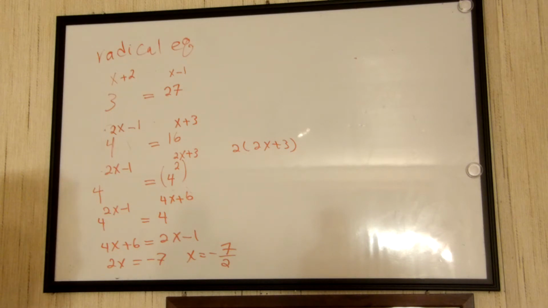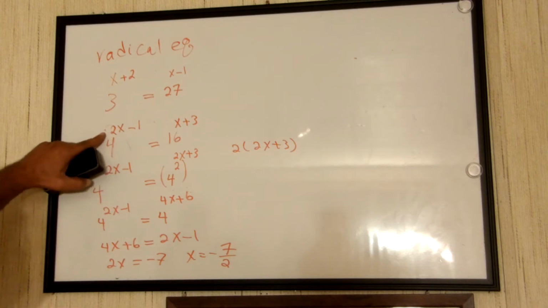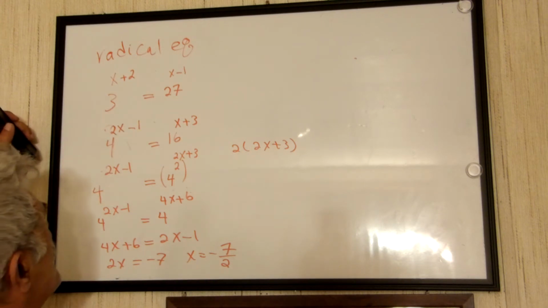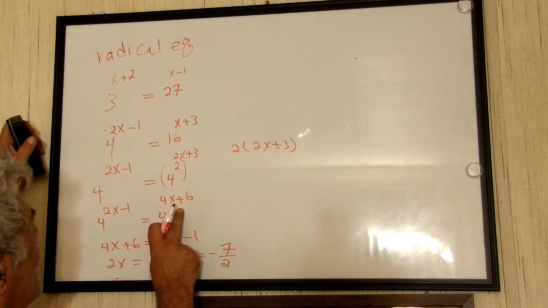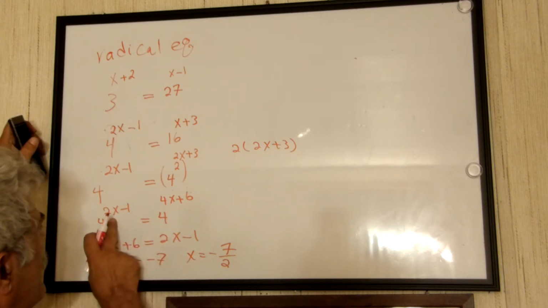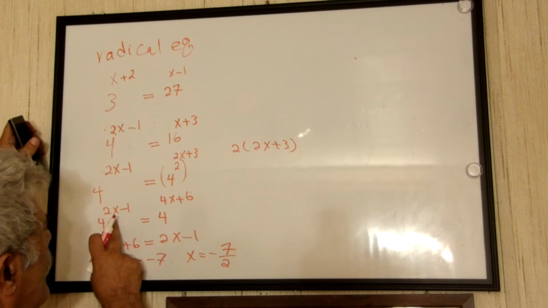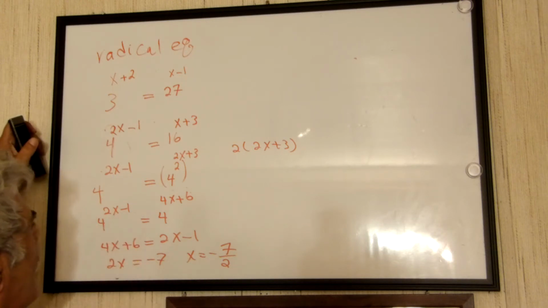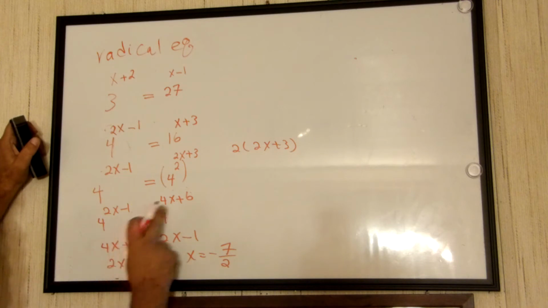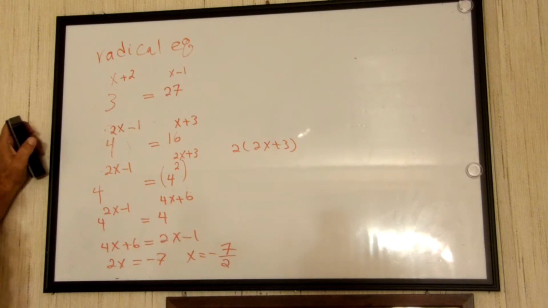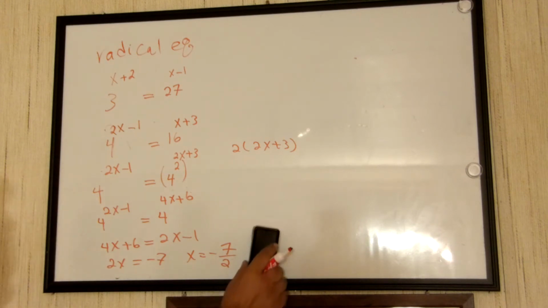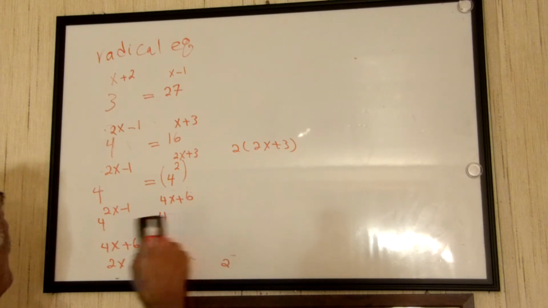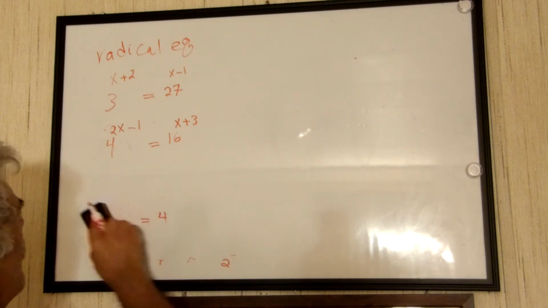Okay? So this is the value. You can put it in here to check that if you put x as minus 7 over 2, both sides should be equal. And this is the second example.